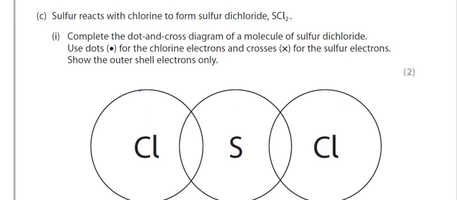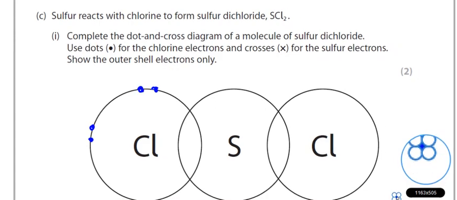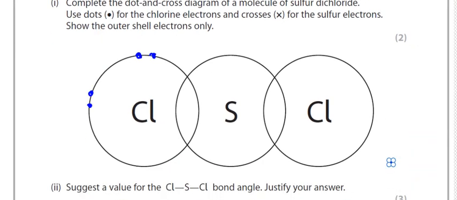So chlorine dots. You have 7 electrons around chlorine. Right. Let me move this a bit. Yes.